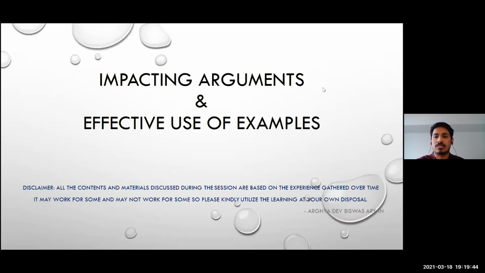So today, what we are going to discuss is impacting arguments and effective use of examples. The way I would want to structure this session is to talk quite a bit about how I have come across this. The impact of arguments is something that has been talked about to a certain degree at some point of time, but hasn't really been given a lot of emphasis.